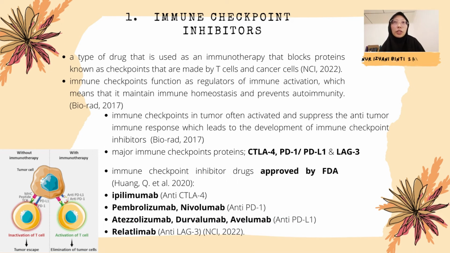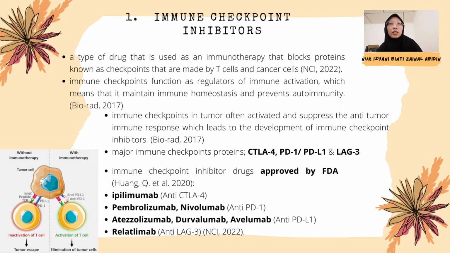These are a few of the immunological approaches for cancer therapy. Firstly, immune checkpoint inhibitors. An immune checkpoint is a protein on the surface of cells that functions as a regulator of immune activation, which means that it maintains immune homeostasis and prevents autoimmunity. These checkpoints, which are also present on the surface of tumor cells, can lead to problems when they activate and suppress the anti-tumor immune response, which leads to the development of immune checkpoint inhibitors.